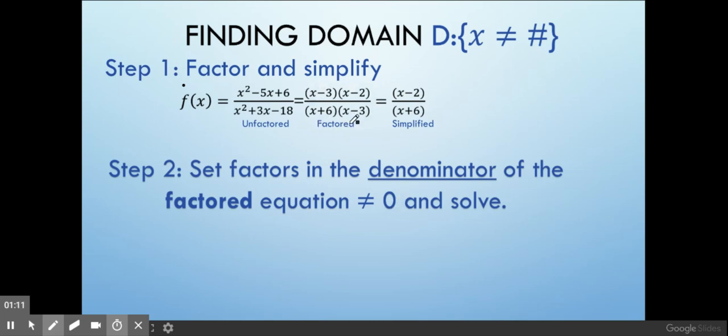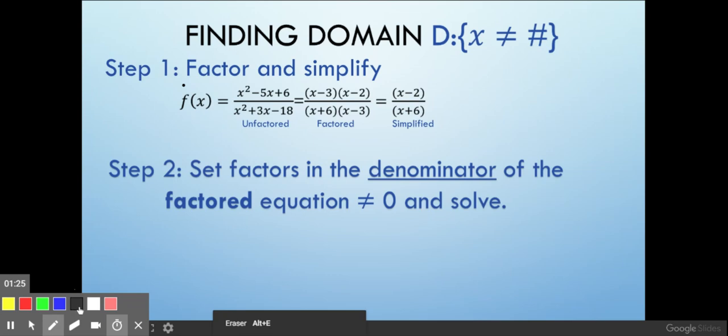So this would be our factored equation right here. And we are going to set both factors in the denominator not equal to 0. And since we have 2, we need to set both of them separately, not equal to 0, and then solve. So that is going to look like this.